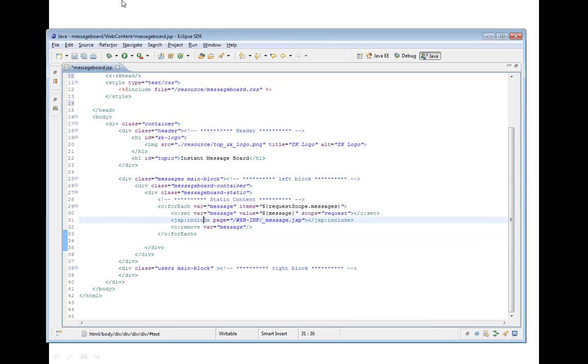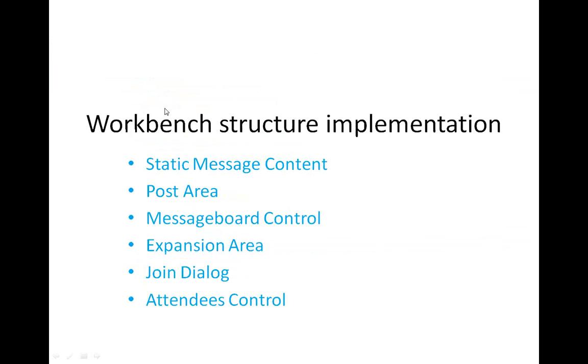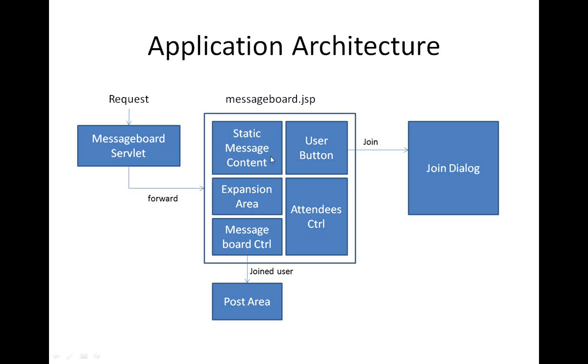According to our architecture, I have set a static message content. I already did this part. It's done by pure HTML, pure native JSP. And now I need to have an expansion area, message board control, and user button and attendees control. So let's create the skeleton of these 4 parts.